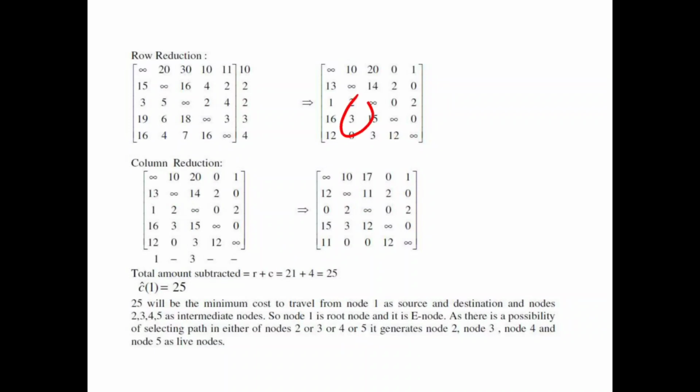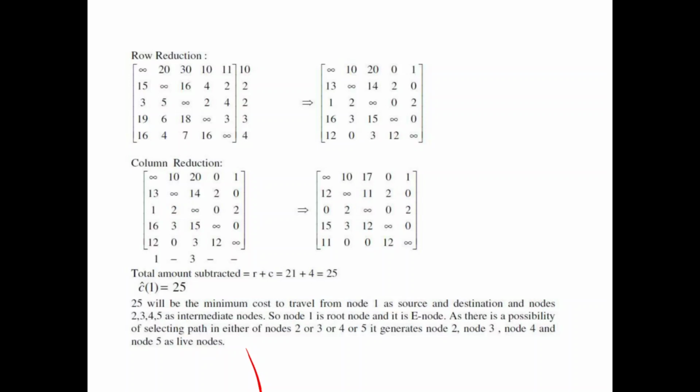Here you can see the value is nothing but 3, it will be generated. 5 minus 2 is nothing but 3. Next one, infinity will be same. 2 minus 2 is nothing but 0. Next one, 4 minus 2 is nothing but 2.